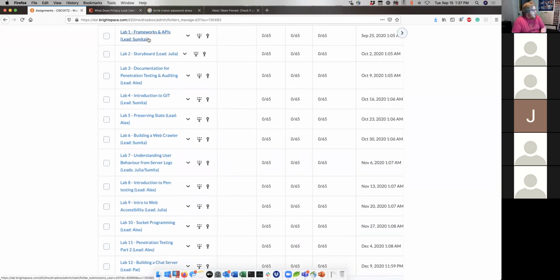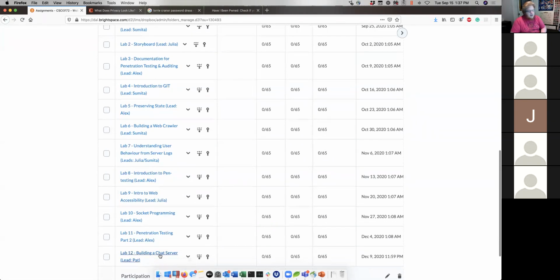So we've got Lab 1 on frameworks, Lab 2 on storyboarding, 3 on documentation for pen testing, 4 on GitLab, 5 on preserving state, 6 you're building a web crawler, 7 you're understanding user behavior from server logs, Lab 8 you're doing pen testing. It actually ended up being too big of a lab to be one lab, so we made it 2 over with 11. Then we look at web accessibility, socket programming, and at the end of the term, I'm gonna have you build a chat server.